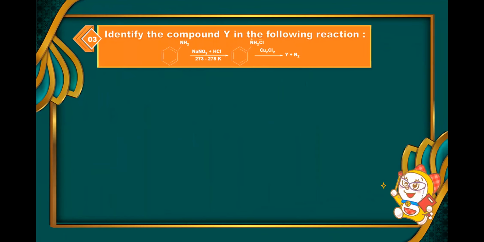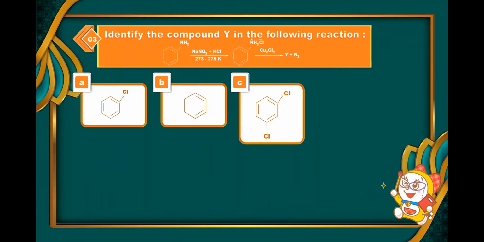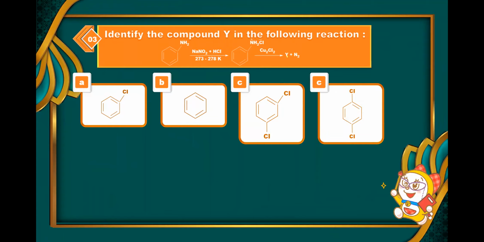Identify the compound Y in the following reaction. This is your question. What do you need to identify? You need to identify Y. You have aniline. Once you have aniline, you are adding NaNO2 in HCl. This is called the diazotization process. Whenever you do the diazotization process, the NH2 group will be converted into N2+ and Cl-. This is called benzene diazonium chloride.